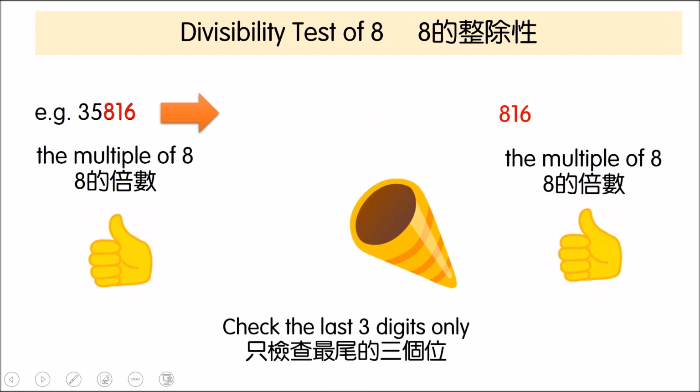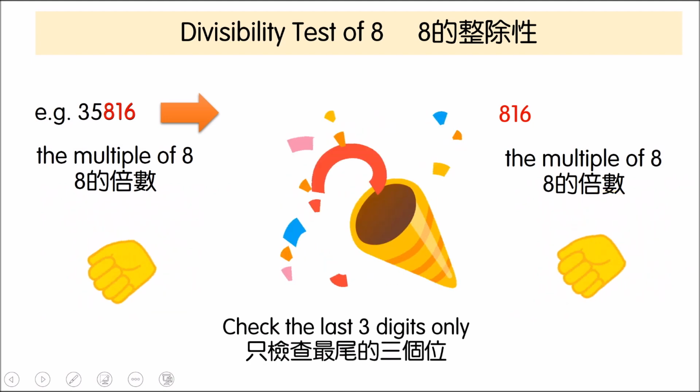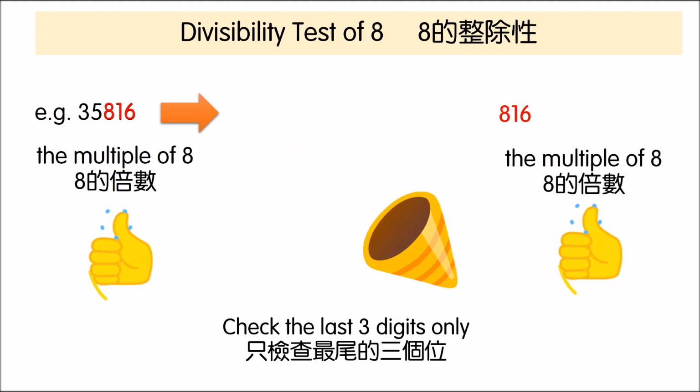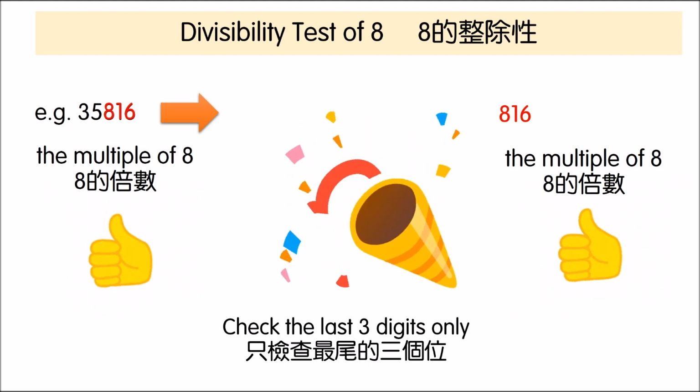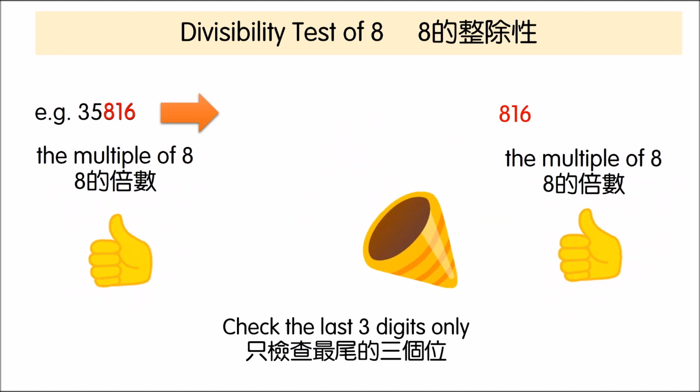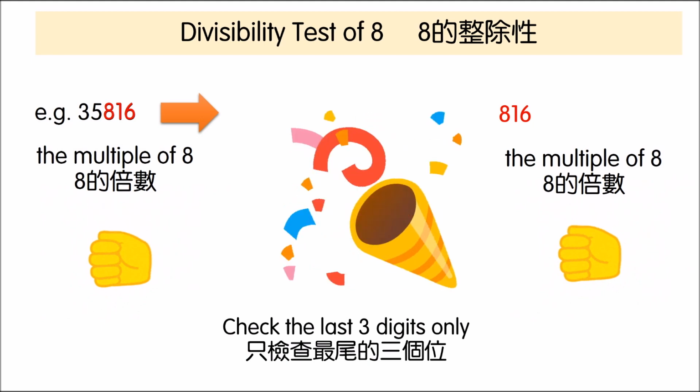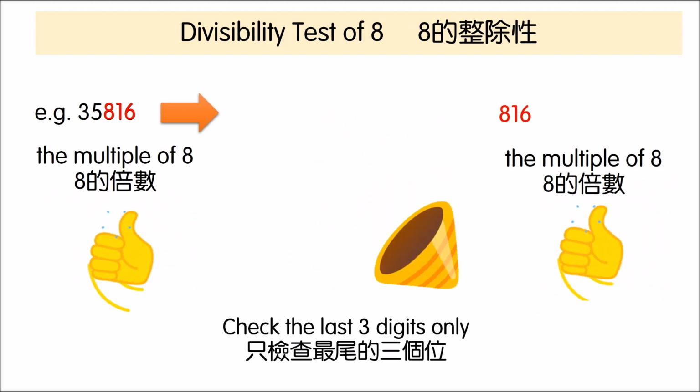This means to check the divisibility of 8, all we need to do is check the last 3 digits. If the last 3 digits are indeed a multiple of 8, then this number is indeed a multiple of 8.